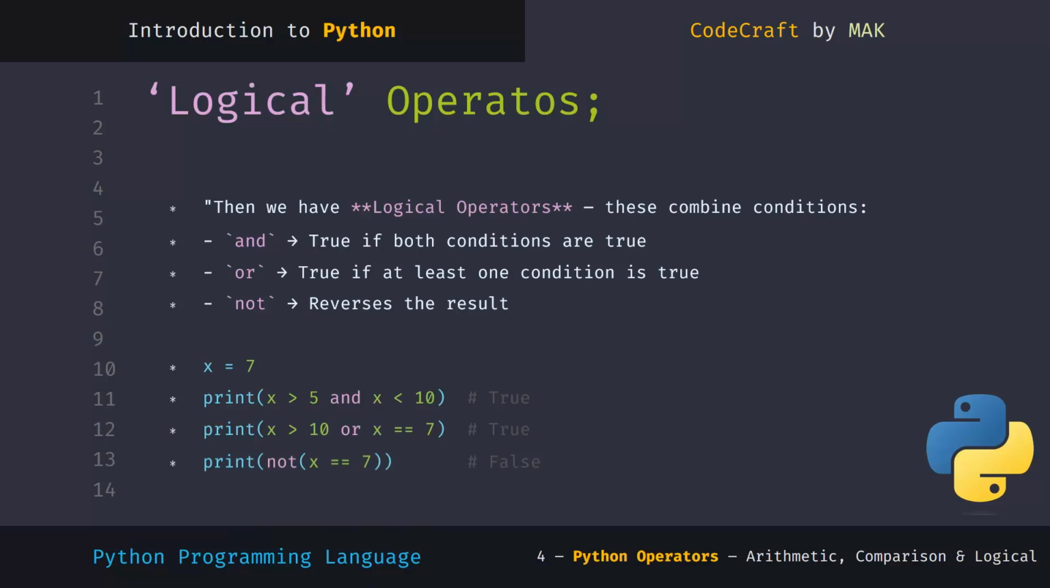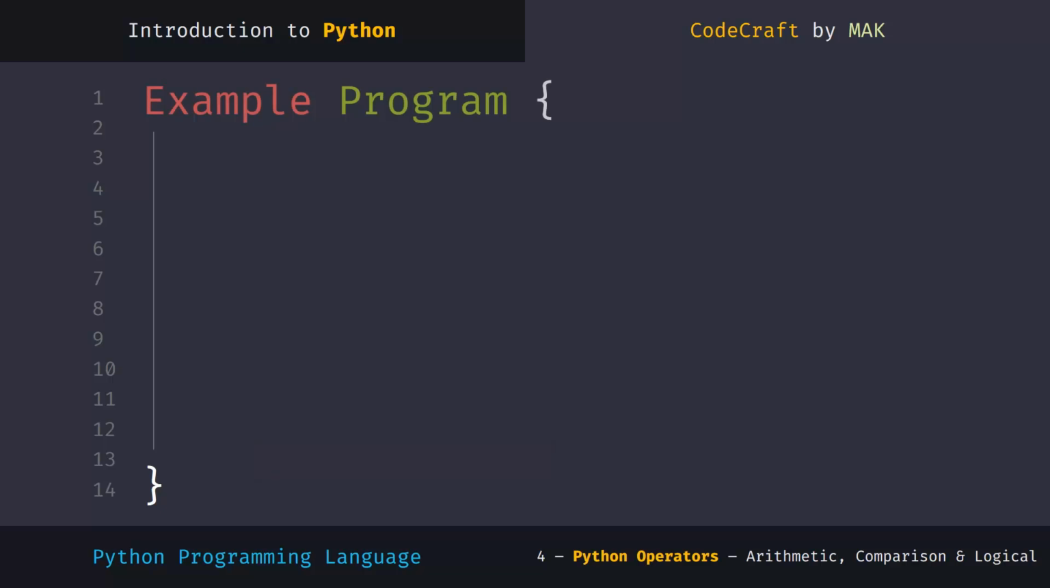x is equal to 7, then x greater than 5 and x less than 10, which means 7 is greater than 5 and 7 is less than 10, both conditions true, so the result is true. And next is 7 greater than 10 or 7 is equal to 7. So one condition is true, which is 7 is equal to 7, which means it will be true as well. And the next is not x equal to 7. So 7 is equal to 7, but not means the reverse, so it will return the result false.